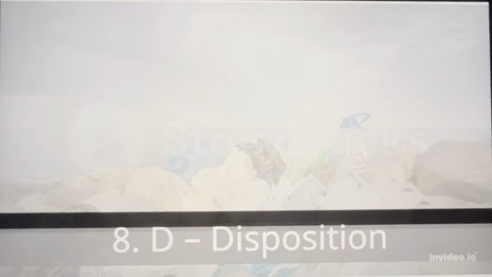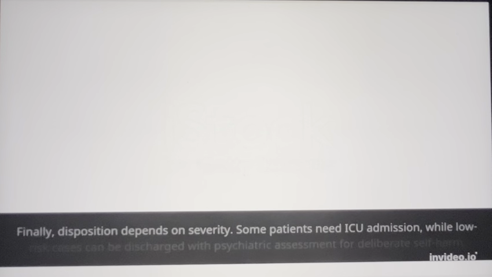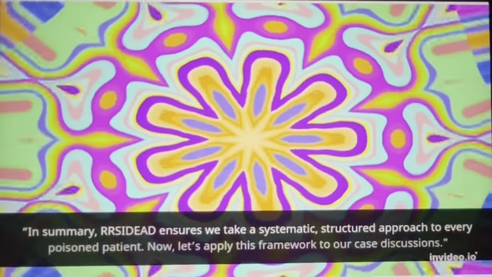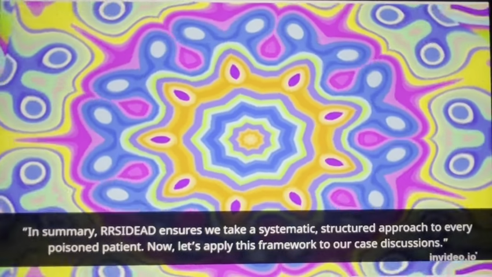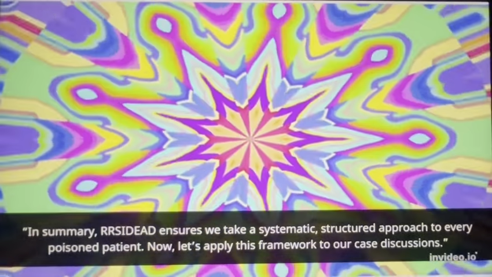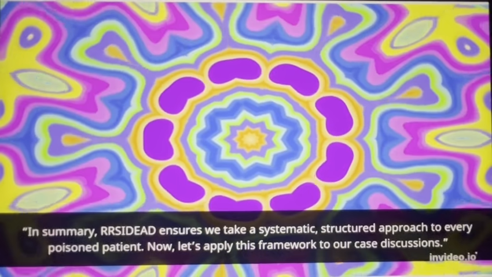8. D. Disposition. Finally, disposition depends on severity. Some patients need ICU admission, while low-risk cases can be discharged with psychiatric assessment for deliberate self-harm. In summary, the RRSIDEAD mnemonic ensures we take a systematic, structured approach to every poisoned patient. Now, let's apply this framework to our case discussions.